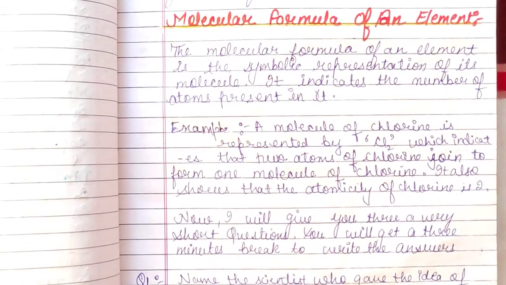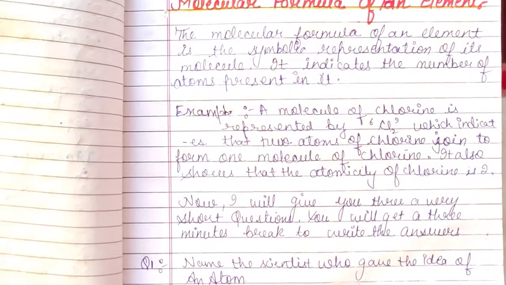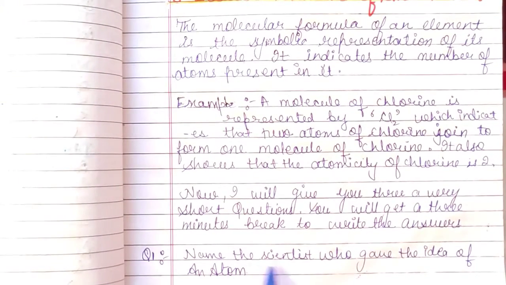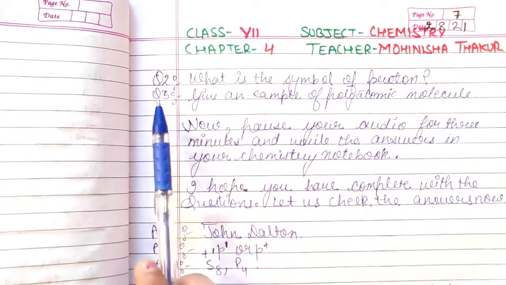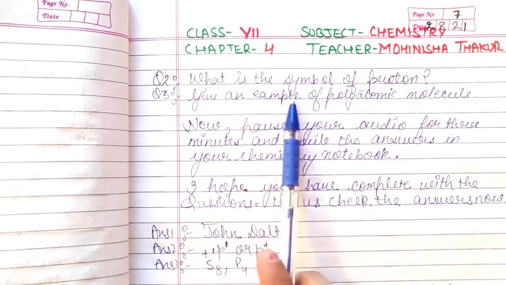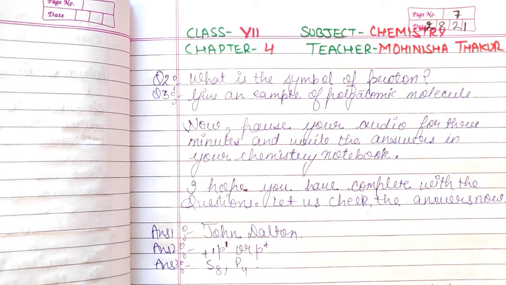Now, I will give you very short questions. You will get a 3 minutes break to write the answers. So, question number 1. Name the scientist who gave the idea of an atom. Question number 2. What is the symbol of proton? And the last question number 3. Give an example of polyatomic molecules. Now pause your audio for 3 minutes and write the answers in your chemistry notebook.